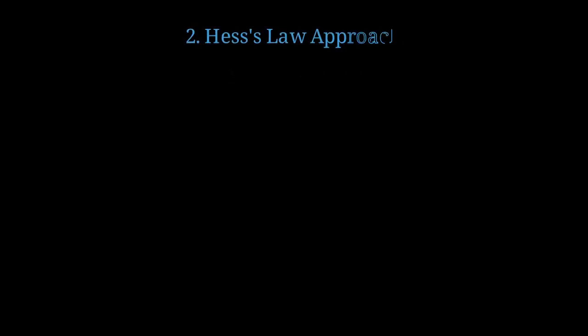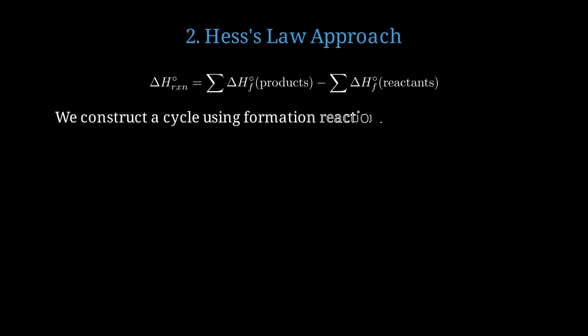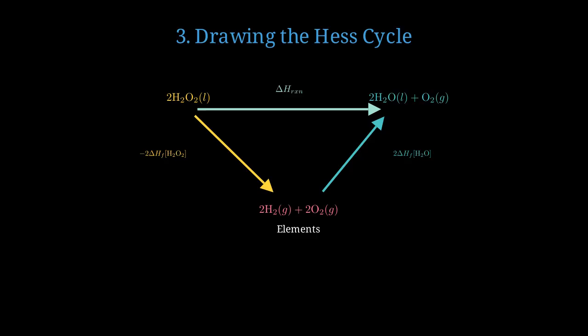Now let's apply Hess's law to solve this problem. Hess's law states that the enthalpy change of reaction equals the sum of enthalpies of formation of products minus the sum for reactants. We construct a thermochemical cycle using the formation reactions of each compound. Let's draw the Hess cycle to visualize the energy pathway. Here's our Hess cycle. The top arrow shows the direct route we want. The bottom path goes through the elements in their standard states.